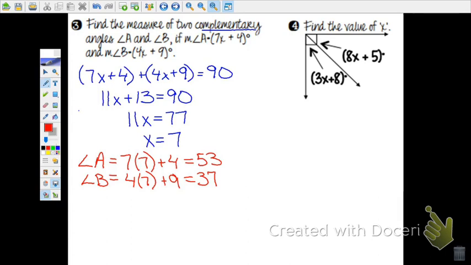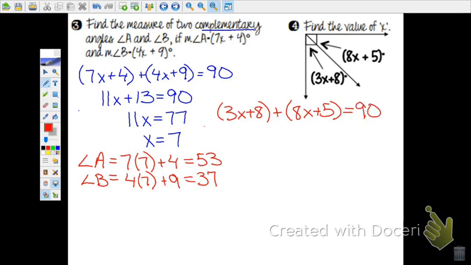Number 4, we want to find the value of x. So what are we going to do for this one? We group them together like number 3. So I'm going to take my two angles, 3x plus 8 and 8x plus 5, and set it equal to 180. To 180? I'm sorry, to 90, thank you. I'm getting ahead of myself, knowing what's coming up.